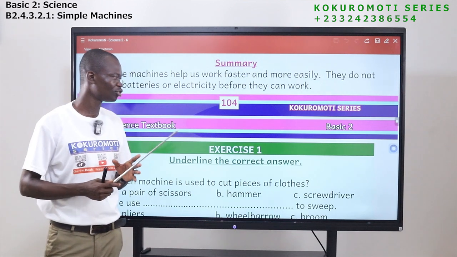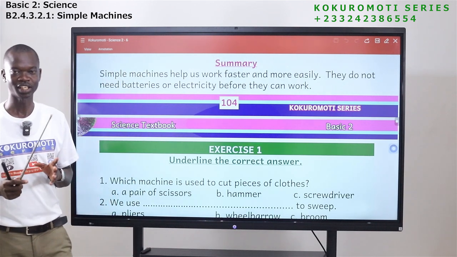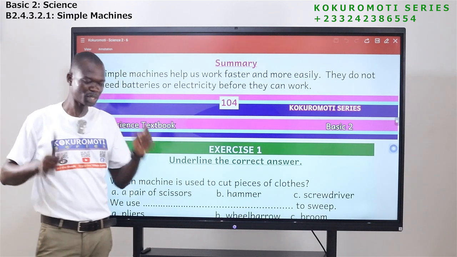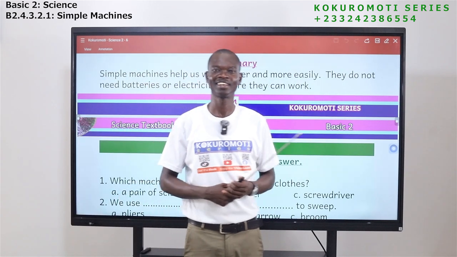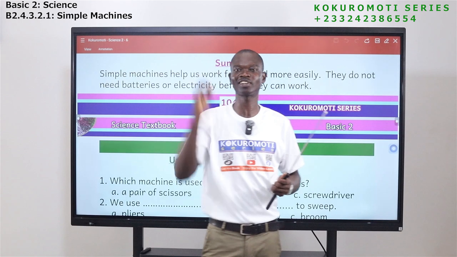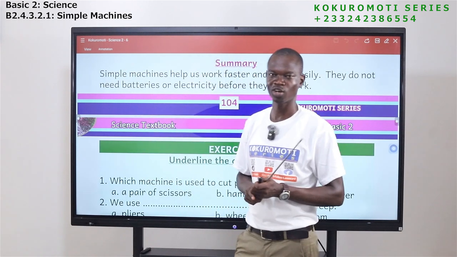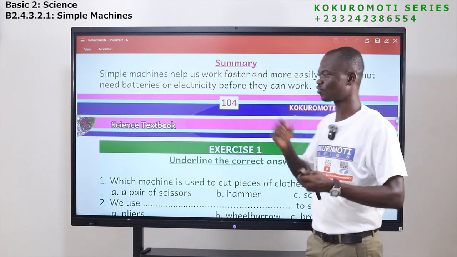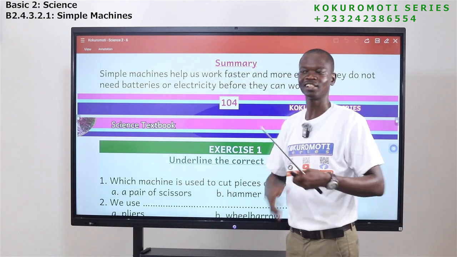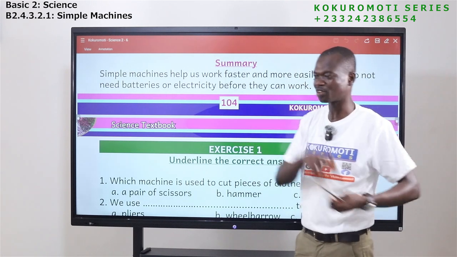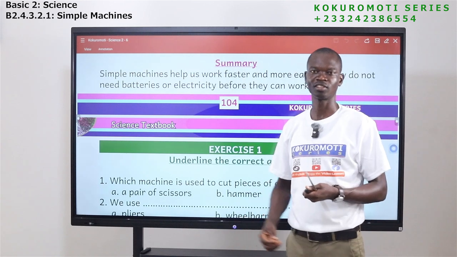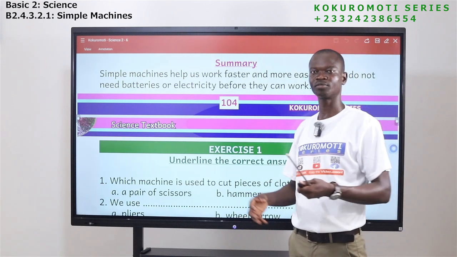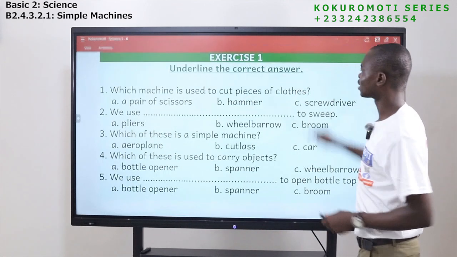So if your mother asks you what you have learned today, I hope you'll be able to convince them. Let them know that you have learned. You are not joking at all. Give them examples of the simple machines that you have in your house and what they are used for. Now let's look at exercises.